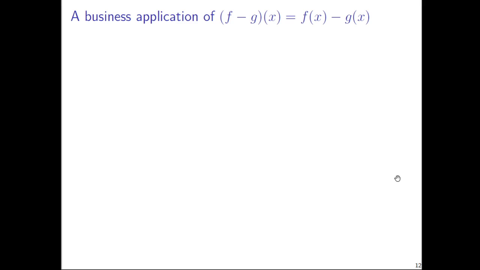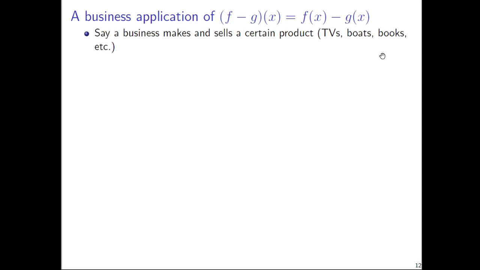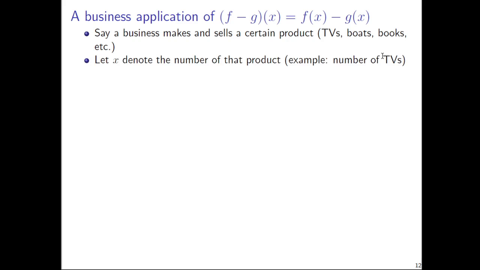So, a business application of the fact that a new function called f minus g is defined by f minus g of x equals f of x minus g of x. Say that a business makes and sells a certain product. A lot of businesses sell things to customers. That product could be TVs or boats or books or whatever. Let's go with TVs, and let x denote the number of that product. Say x represents the number of TVs, so if x is 100, there are 100 TVs.